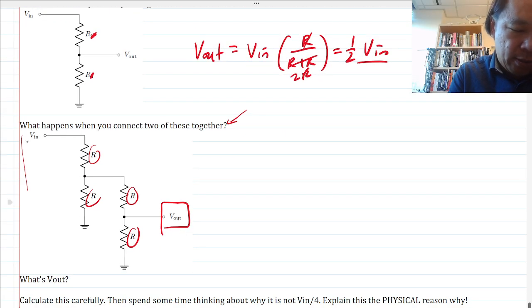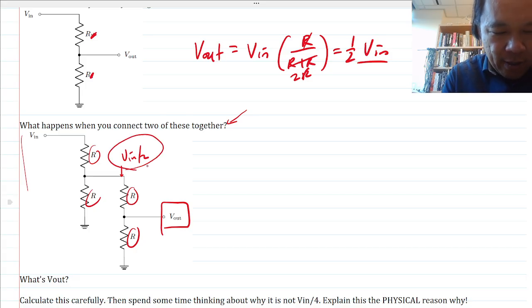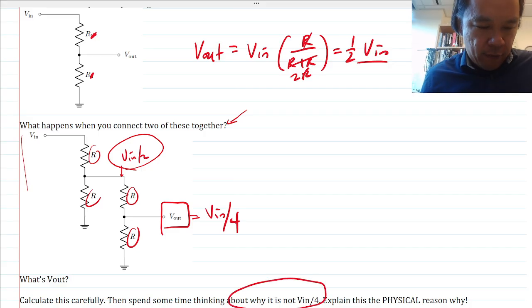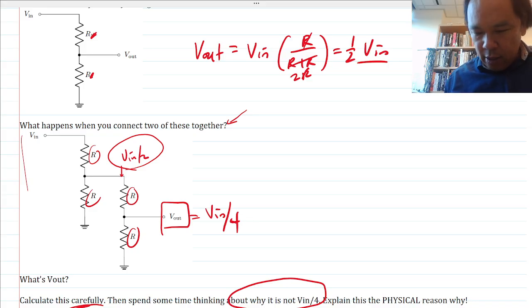So if we make a combination of two separate voltage dividers and put one of the outputs, which will have V in over 2 here, as the input for the second voltage divider, you would think this will be V in over 4, because you're dividing the voltage twice. But it's not. I'm going to have you calculate this carefully in the homework, and also explain it physically in the homework that you turn in, and hopefully we figure out why that's the case. This will be very important to know.